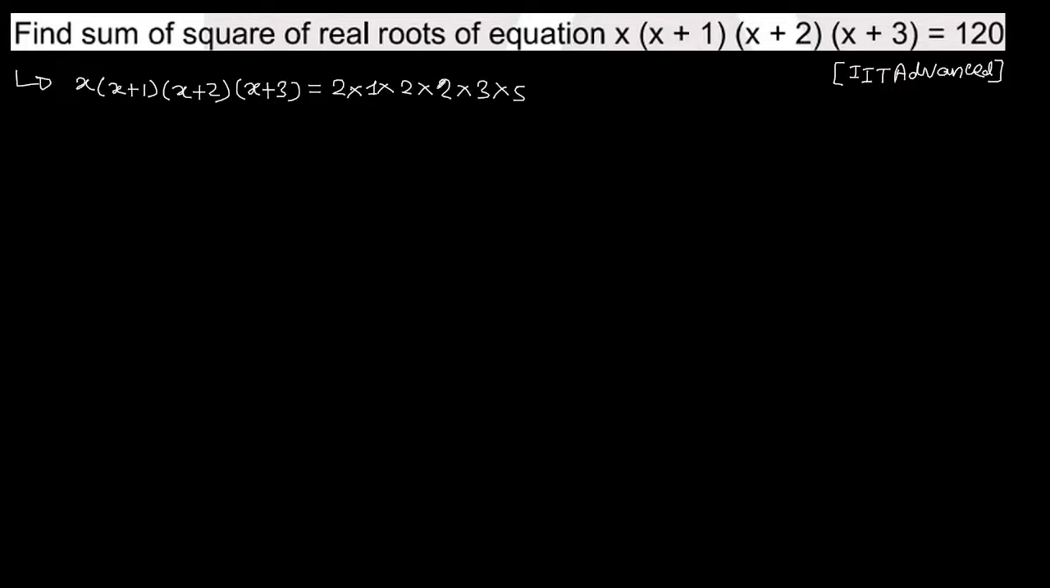Sum of squares of real roots of the equation. Okay, so this is a good question, IIT Advanced. x(x plus 1)(x plus 2)(x plus 3) equals 60. 60 is 2 into 30, 2 into 15, 3 into 5, 1, 2, 3, 4. Okay, this is the equation.